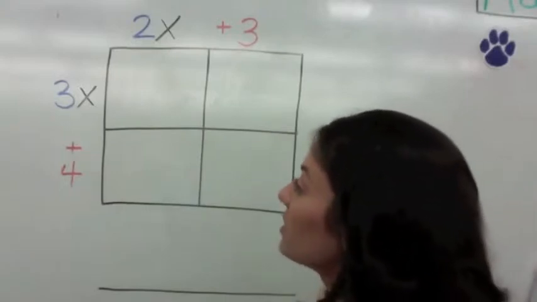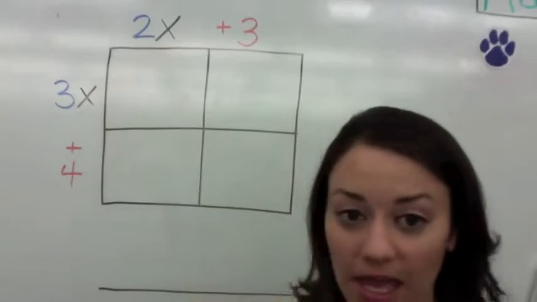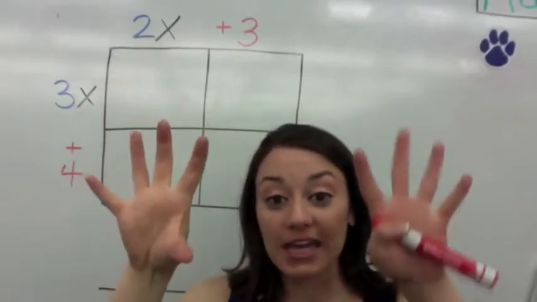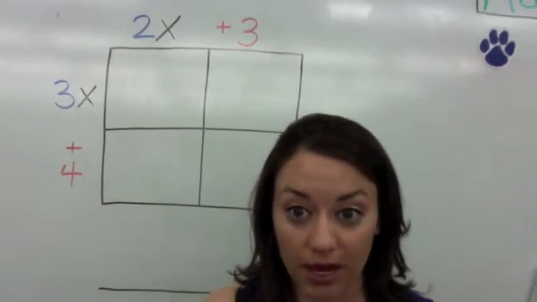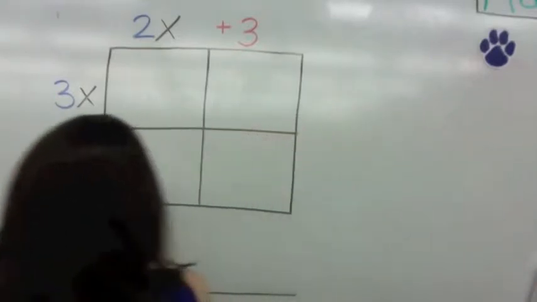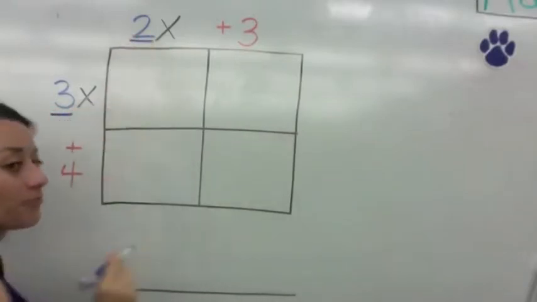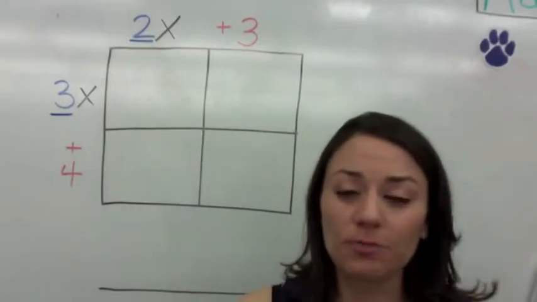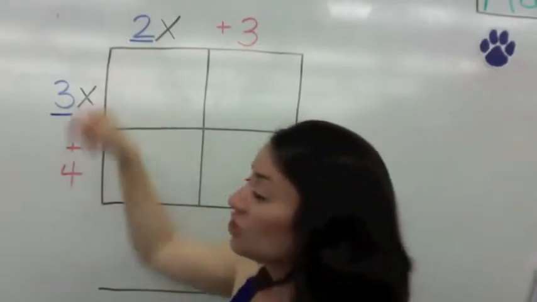What I want you to notice this time is that there are coefficients in front of the x's, okay? And when you multiply x and x, they make x squared, right? And we call that the quadratic term. So in this first box, we have to remember that we're not just multiplying x times x to get x squared. We're also multiplying the coefficients together.